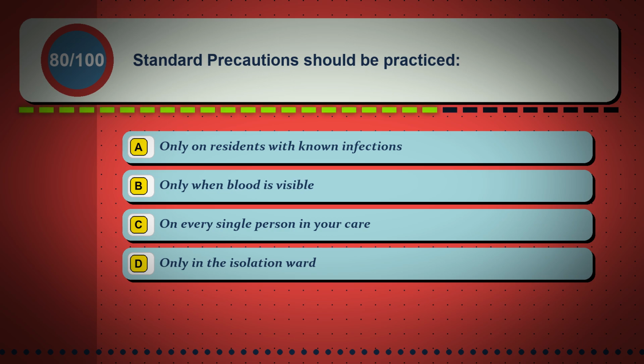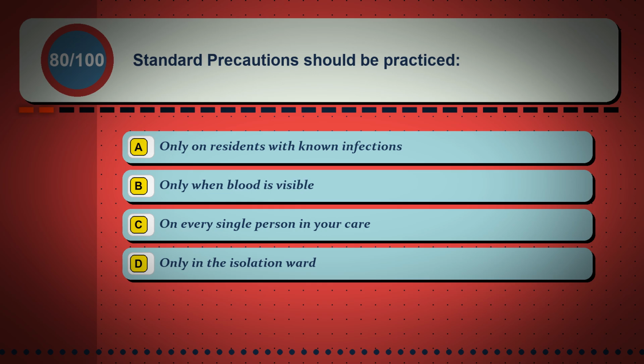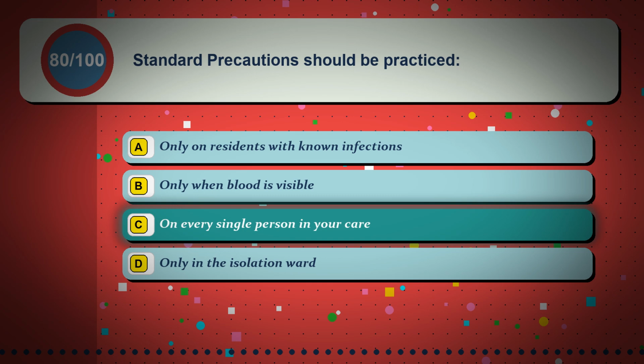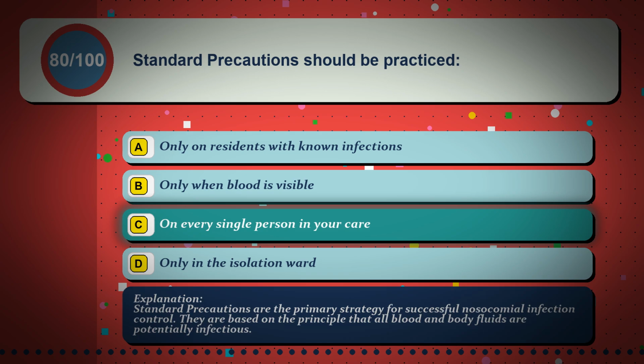Option A, only on residents with known infections. Option B, only when blood is visible. Option C, on every single person in your care. Option D, only in the isolation ward. The correct answer is option C, on every single person in your care. Standard precautions are the primary strategy for successful nosocomial infection control. They are based on the principle that all blood and body fluids are potentially infectious.